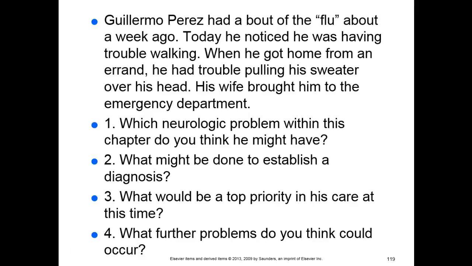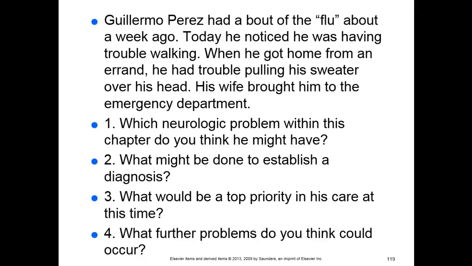Okay, number 1. Which neurological problem within this chapter do you think he might have? Guillain-Barré syndrome is a likely diagnosis, as he seems to have ascending weakness. Number 2. What might be done to establish a diagnosis? A thorough history of his previous illness and of the onset of the present complaints, along with a thorough neurological exam, will probably provide sufficient data for diagnosis. What would be a top priority in his care at this time? The top priority would be to closely assess respiration for adequacy of oxygenation. Providing for safety would be the next priority, as he's in great danger of falling.